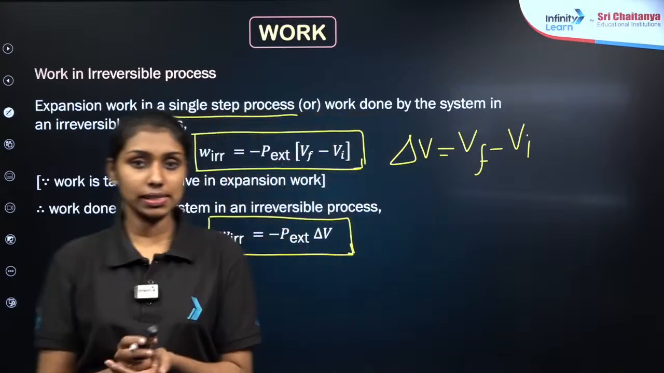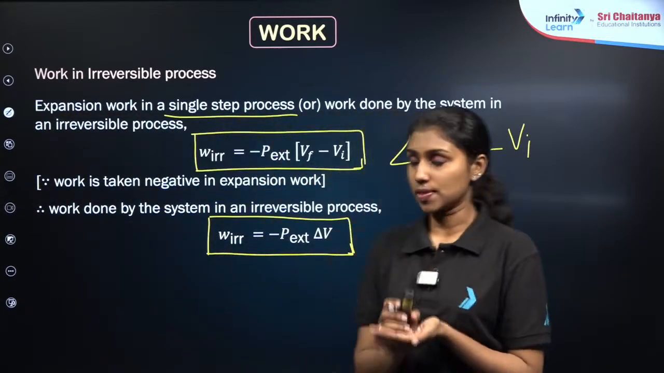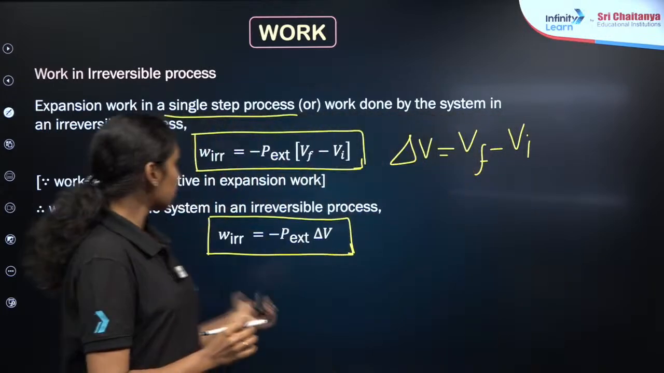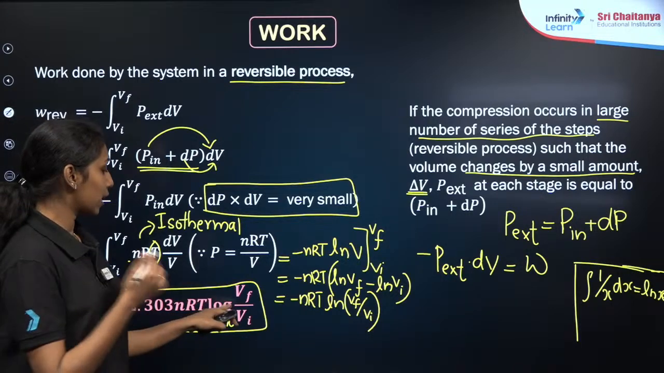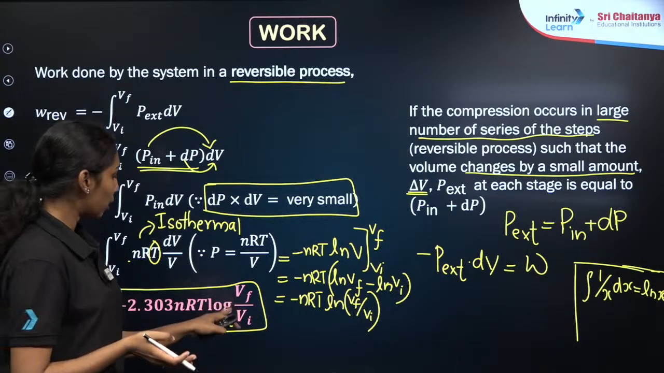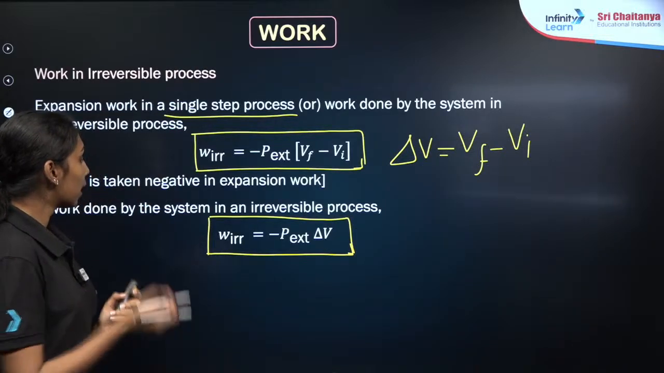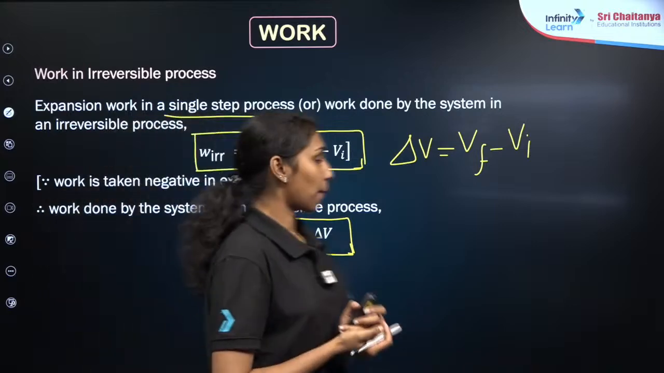First, we have been discussing the reversible process. Whenever we consider any reversible process at a particular temperature, that is the isothermal condition, the work done is equal to minus 2.303 nRT log Vf by Vi, where Vf is the final volume and Vi is the initial volume. Similarly, for an irreversible process, work irreversible is equal to minus P external into delta V.